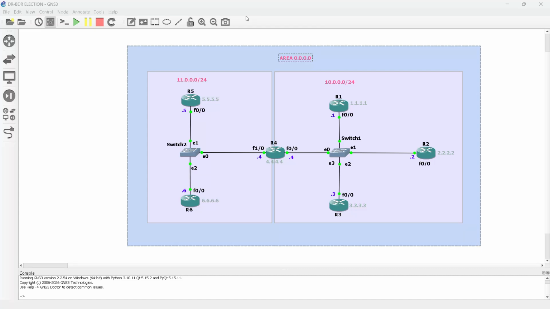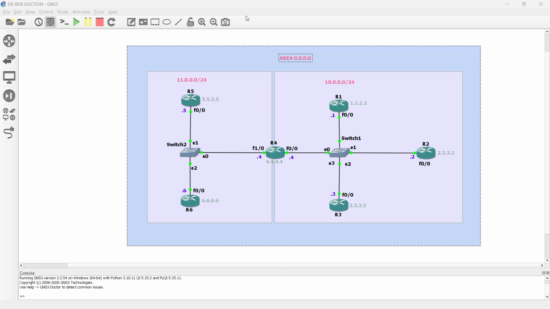Hi everybody, my name is Bhavishya, and in this lab we will see how every designated router is selected differently per segment. And by segment, what I mean is per network.